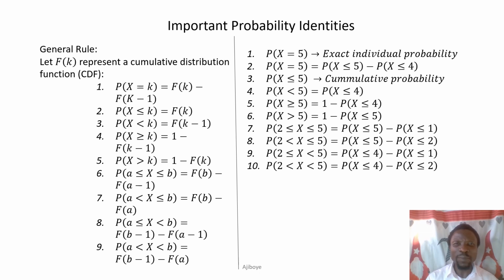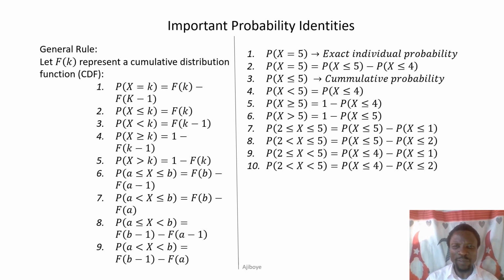So once we check the statistical table corresponding to the probability distribution, we'll be able to get the exact value. For example, in example 2 on my right hand, P of X equals 5 is equivalent to P of X less than or equal to 5 minus P of X less than or equal to 4. We can also determine the probability of X less than 5 to be equivalent to the probability of X less than or equal to 4 in example 4. We can look at the other examples there.